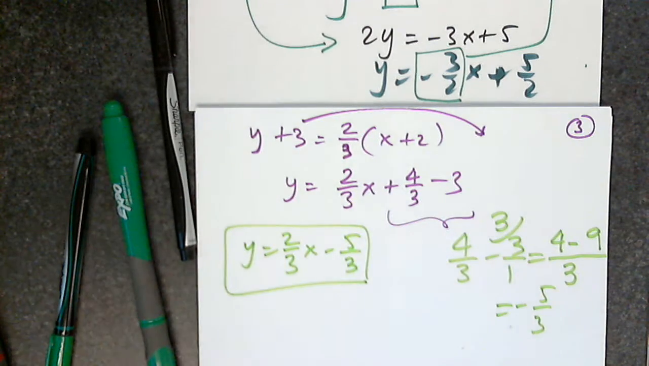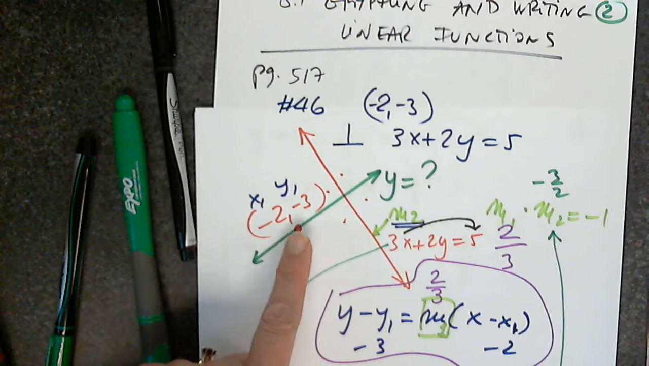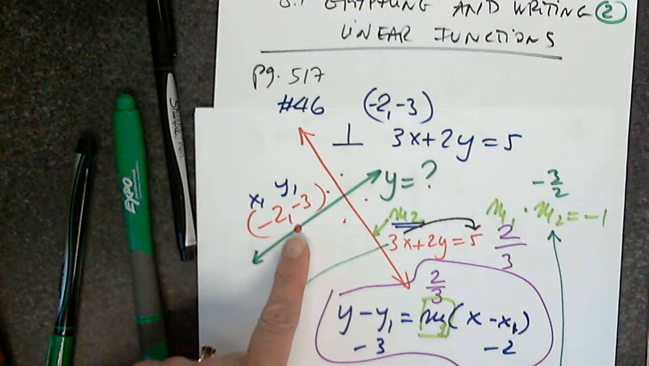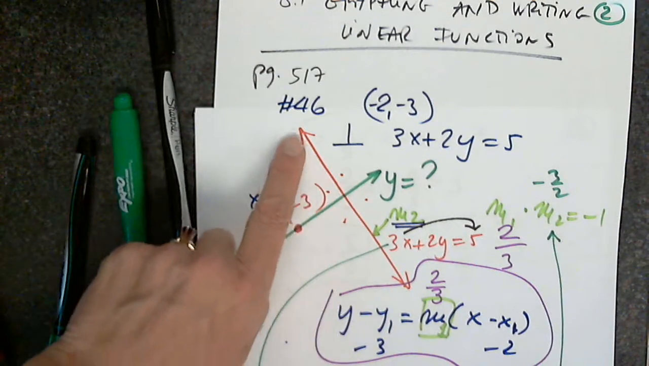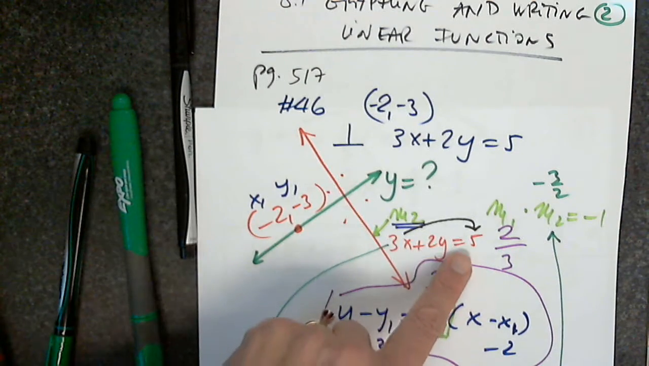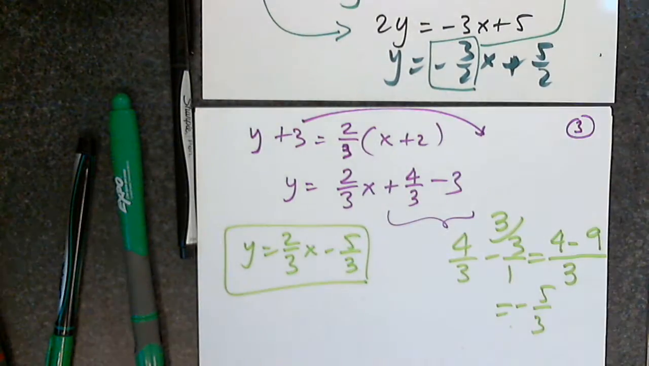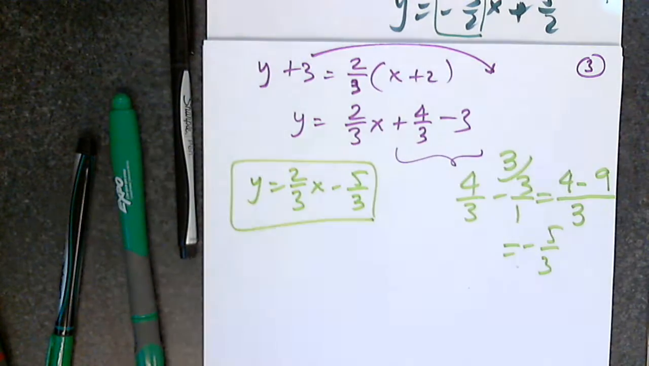Can anyone tell us what this is? What does this equation represent? It represents the equation of the line that passes through (2, negative 3) and is for sure perpendicular to the line 3x plus 2y equals 5. Any questions? Any questions?